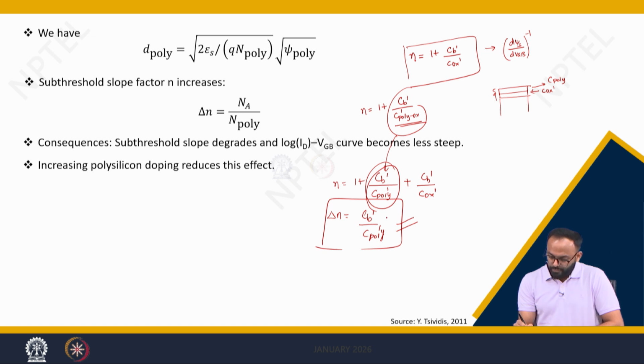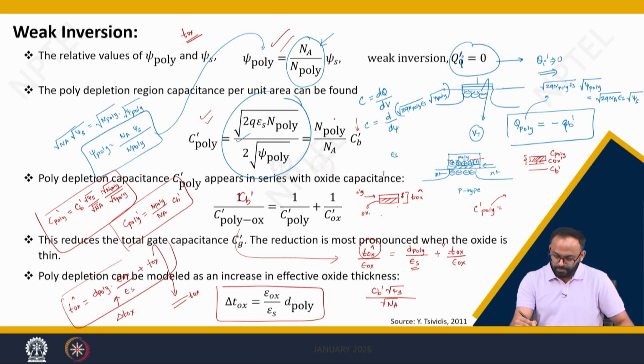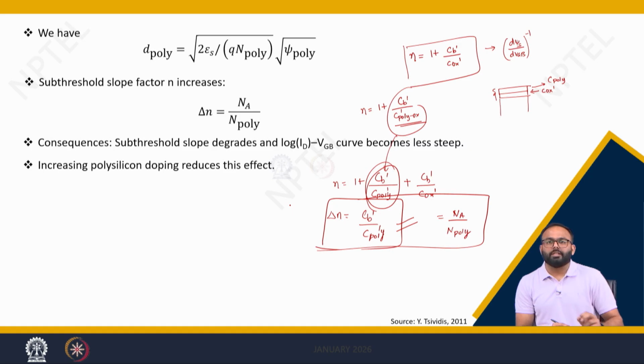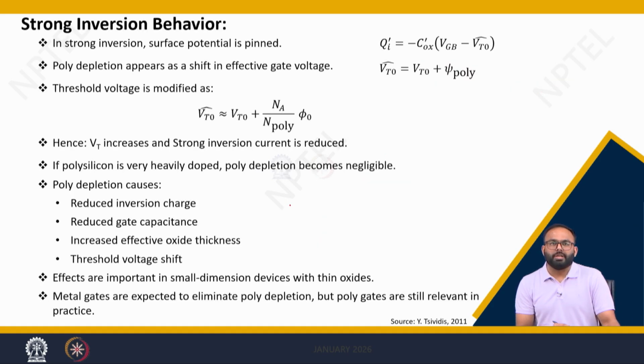And now again we can replace CB dash and C poly by the equation we have derived here, right. So, CB by C poly can be written as what? Na by N poly. So, you can simply say the slope factor is increased by a ratio of Na by N poly, correct. Now, we will see how this polysilicon influences the strong inversion behavior.